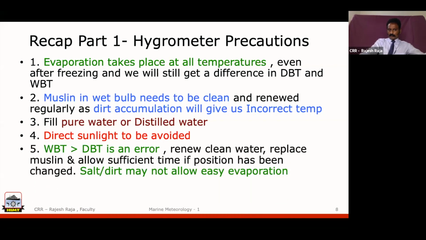There are two more points, which is 5 and 6, which is going to come. Wet bulb, please remember, should not be greater than dry bulb. A small precaution, please follow steps 2 and 3. So that will solve your problem.